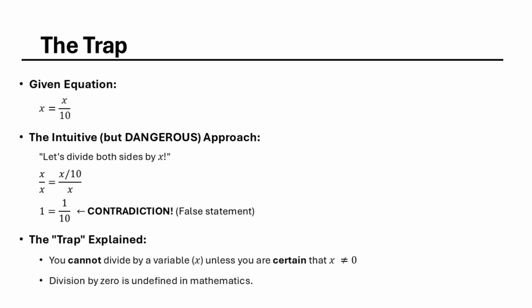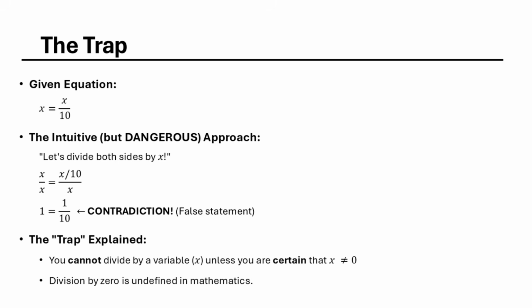Now, ask yourself, is that a true statement? Is 1 equal to 0.1? Of course not. That is a contradiction. A fundamental, logical contradiction. And this is precisely where the trap has sprung. When a correct algebraic operation leads you to a false statement, it means one of two things. Either there is no solution, or you have performed an operation that was not allowed. In this case, it's the latter.